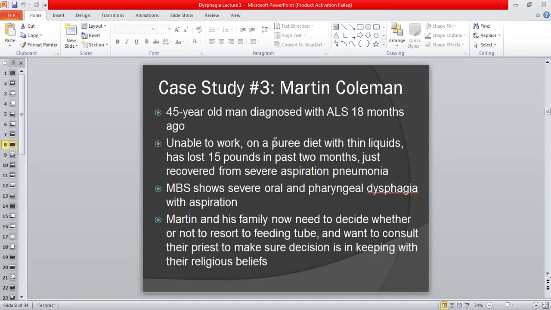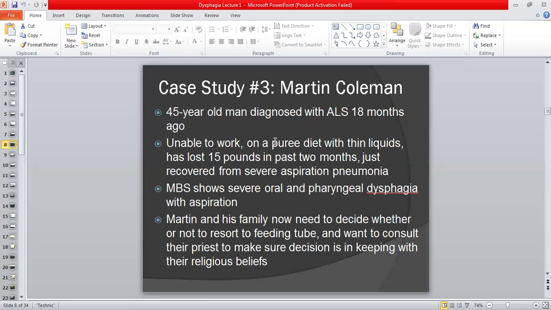Why are we doing it? To ensure that he doesn't aspirate, to ensure that he is getting enough, and we need to give him hydration and nutrition. So since he was finding it difficult to chew and swallow, we are trying to help him get proper nutrition and hydration, and avoid pneumonia as much as possible.